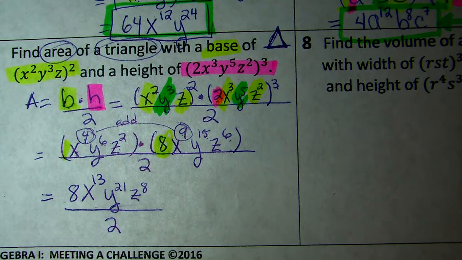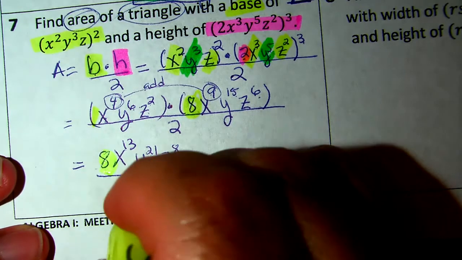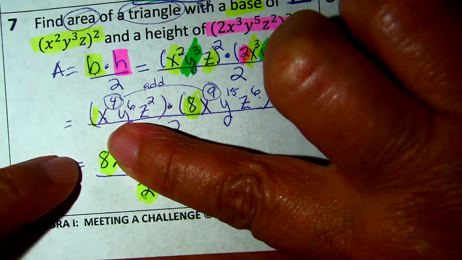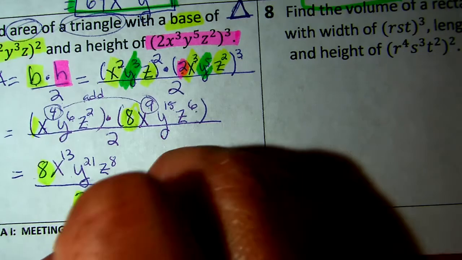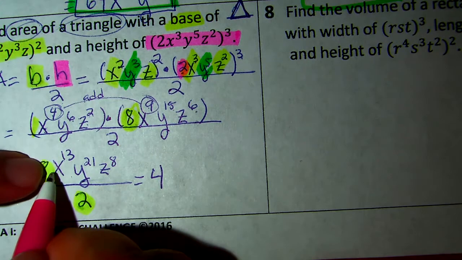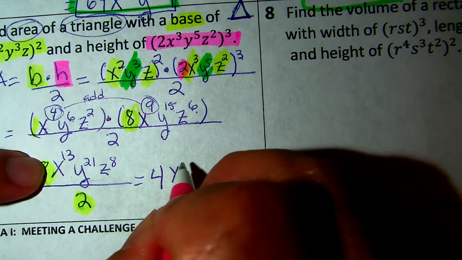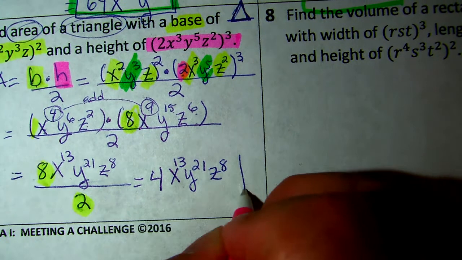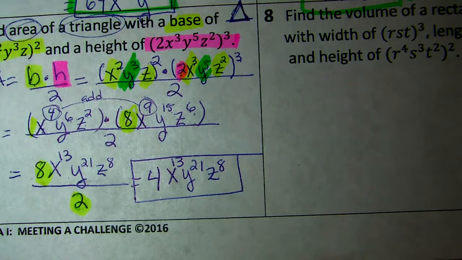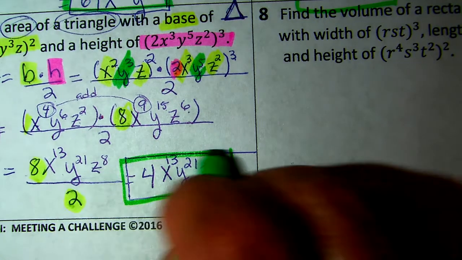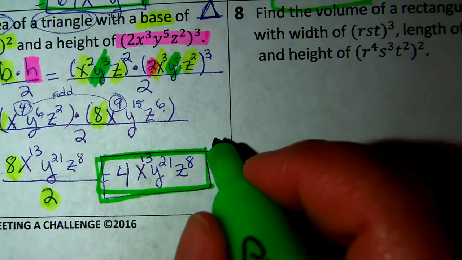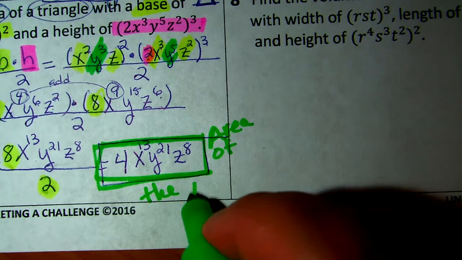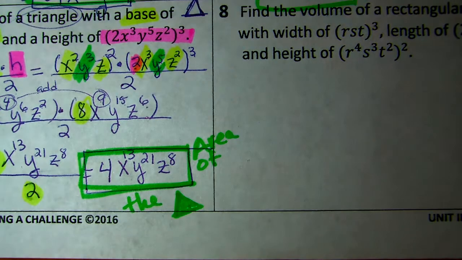All right, so this expression right here is all of this simplified, but we still have the division by 2. So now you can look at these two numbers. If the letters were not there, you see this operation, 8 divided by 2, that gives you what? 4. And just write down the variables, x to the power of 13, y to the 21, and z to the 8. And this is it. This is your answer. This is the area of this triangle. Okay? Area of the triangle. All right?